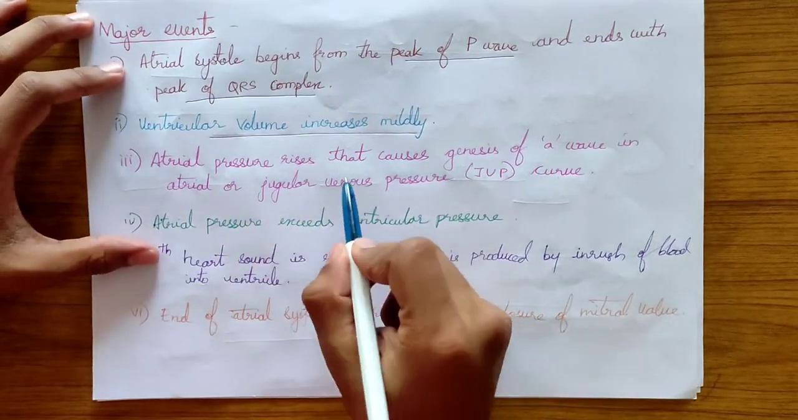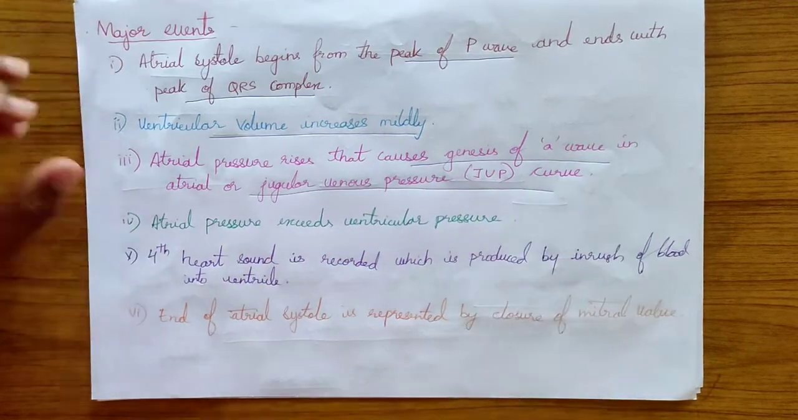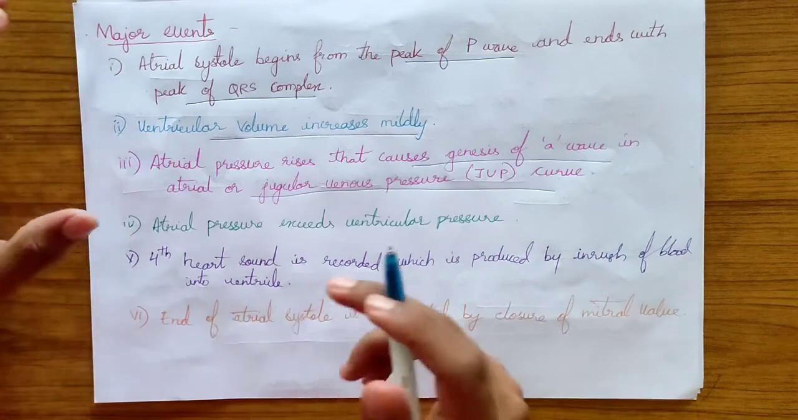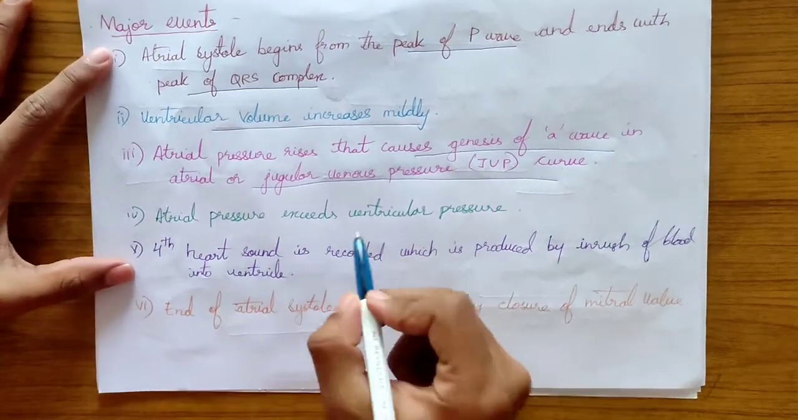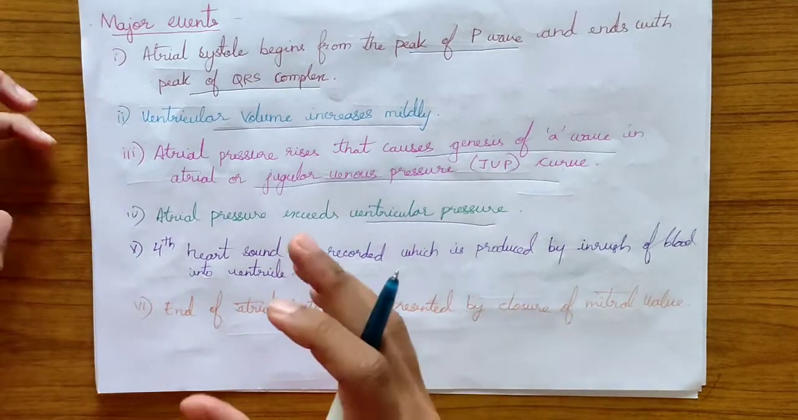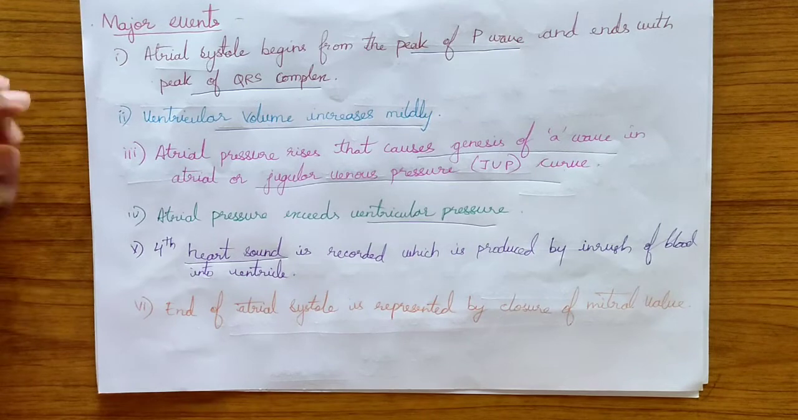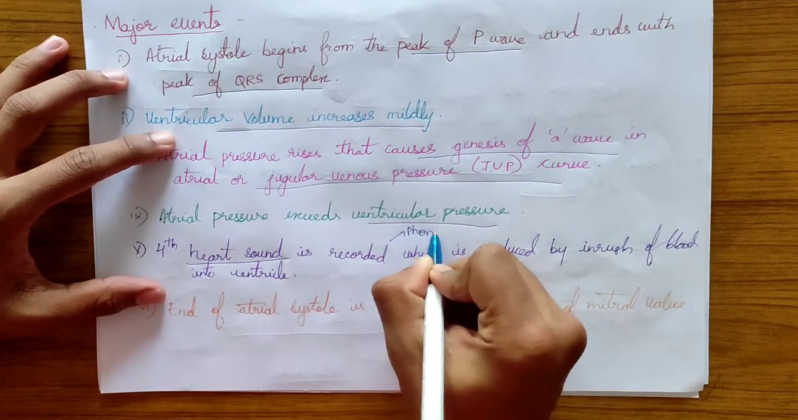The atrial pressure rises, which causes genesis of the A wave in the atrial or jugular venous pressure curve. This JVP curve we will be talking about later in this video. Just remember that the A wave occurs in the atrial systole. The atrial pressure exceeds the ventricular pressure because the atrium is contracting here. The fourth heart sound is heard. It is recorded through a device called a phonocardiogram.